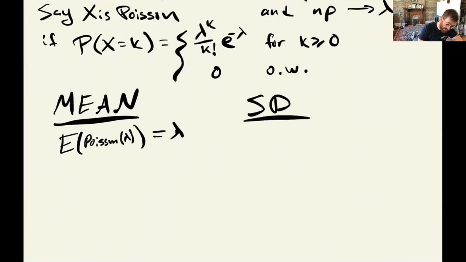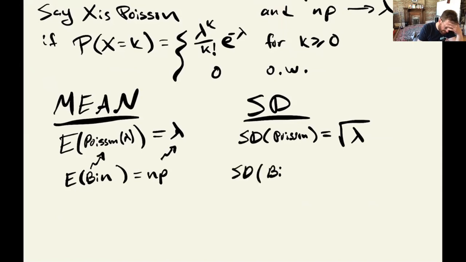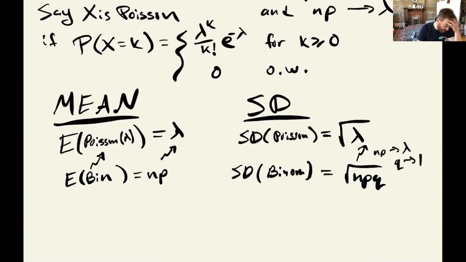Now, what about the standard deviation? Well, if we do the standard deviation of a Poisson, it ends up equaling the square root of lambda, which again kind of makes sense because if this is supposed to approximate a binomial, whose expectation is n times p, and the standard deviation of a binomial is equal to the square root of n times p times q, then n times p goes to lambda and q goes to one, because I think of p as going to zero, then this all coheres.